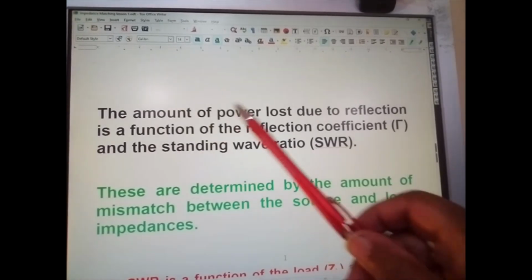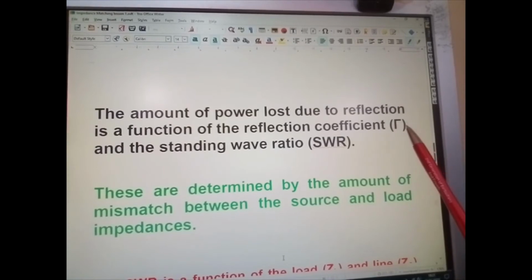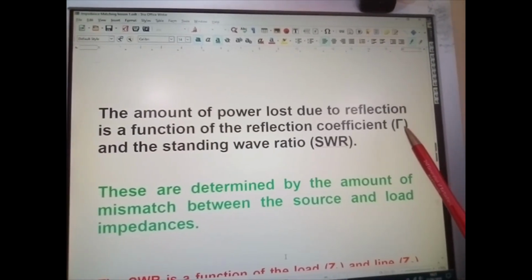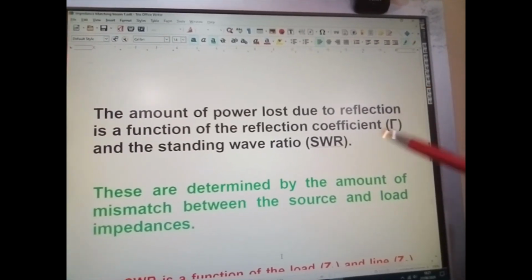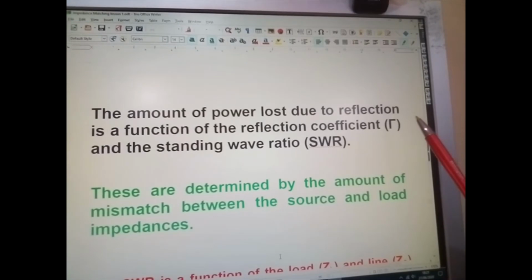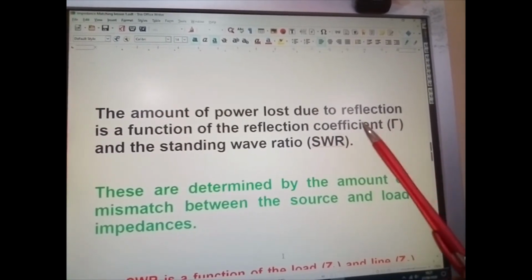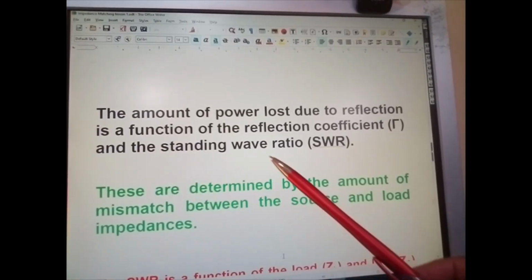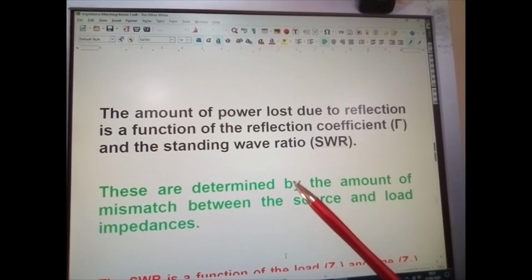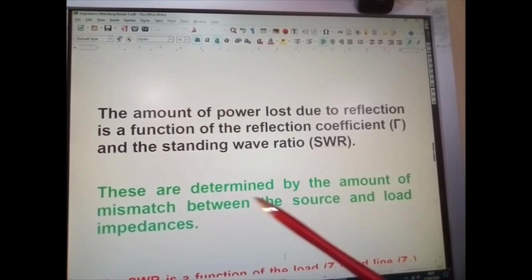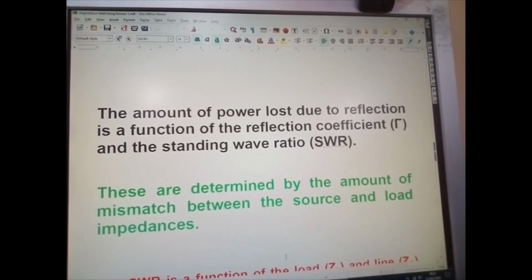Now, the amount of power lost due to reflection is a function of the reflection coefficient. I call that inverted L. Just for my means, I'm sure there's a name for this symbol, and you can look it up for yourselves, but I'll just refer to it as an inverted L. And the standing wave ratio, or R if you want. Now, these are determined by the amount of mismatch between the source and load impedances.